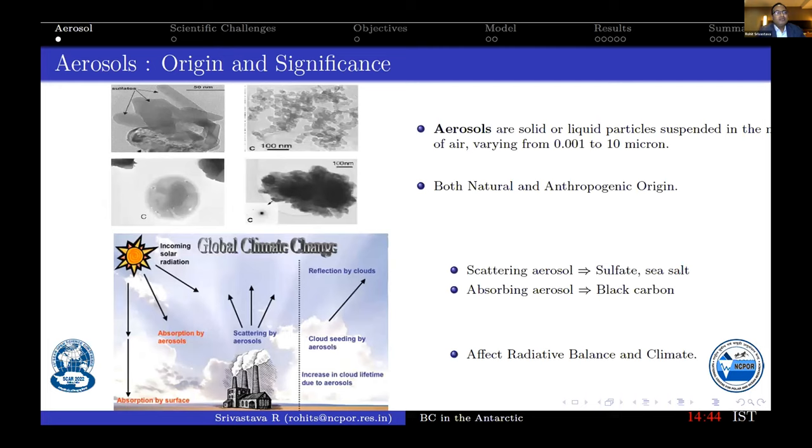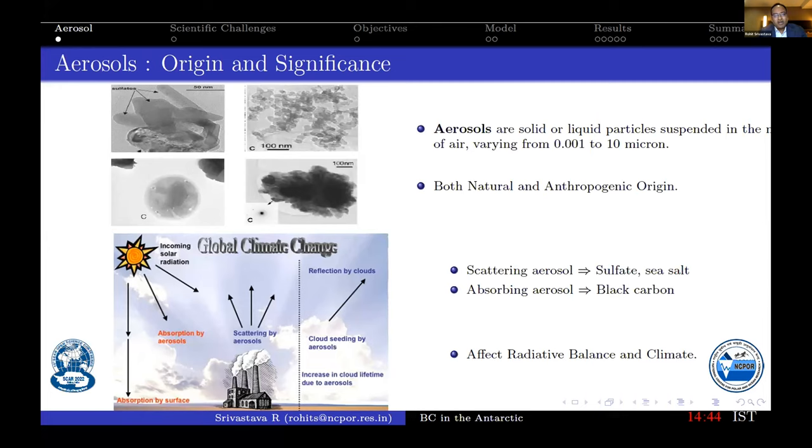So aerosols, most of us know about aerosols. Aerosols are tiny solid particles or liquid droplets suspended in the air, having a size range of 0.001 to 10 micron. They have both natural and anthropogenic origin. Natural aerosols are mainly produced by wind-blown dust, sea salt coming from breaking of sea waves, and forest fires. In the second case, anthropogenic origin, the main sources are vehicular exhaust, industrial exhaust, and crop residue burning.